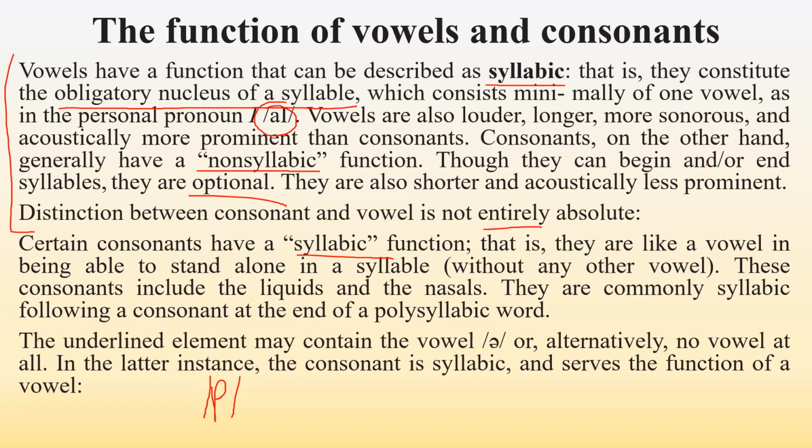But there are some situations where consonants can stand alone in a syllable. In such situations, we can identify the function to be syllabic, right? Those consonants are syllabic without any other vowel sound. So usually these consonants include liquids and nasals, right? So liquids and nasals are considered to be syllabic more than the other types of consonants. Liquid means l, and nasals, m, n, ng, these sounds. So they are commonly syllabic, following a consonant at the end of a polysyllabic word. So you will find further examples from the module. So please refer to the module also. The underlying element may contain the vowel a, or alternatively no vowel at all. So in the latter instance, the consonant is syllabic and serves the function of a vowel sound.